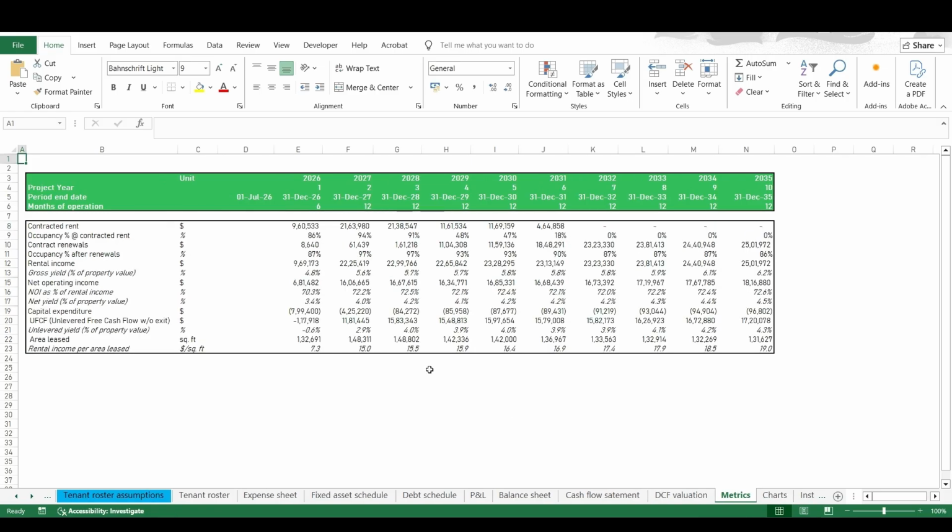Then we have some metrics such as occupancy percentage, or occupancy percentage after renewals or without renewals, gross yield as a percentage of property value, net operating income as percentage of rental income, net yield as percentage of property value, levered free cash flow without exit or with exit, unlevered yield as percentage of property value, and the area leased and rental income per area leased.